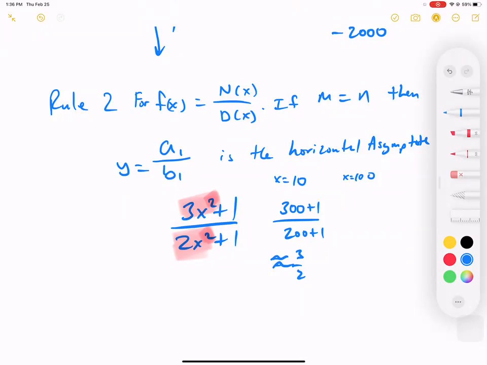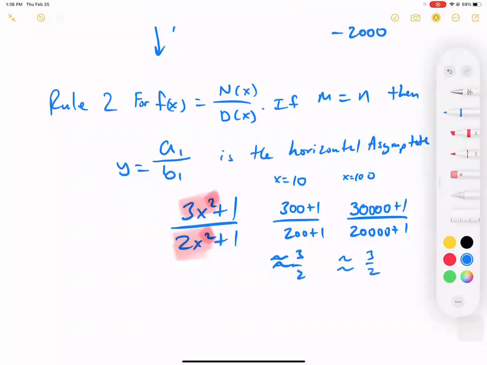Let's look at the next example. What if I plug in 100? That's 3 with four zeros plus 1 over 2 with four zeros plus 1. 100 squared is 10,000. What do you think happens to 30,001 divided by 20,001? Isn't that just approximately 3 over 2 again?